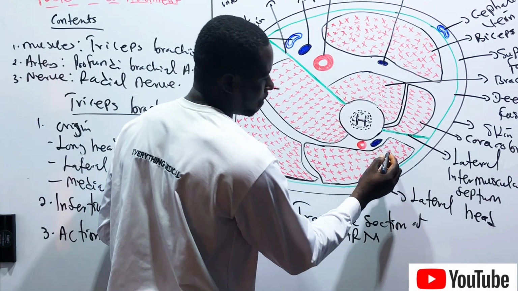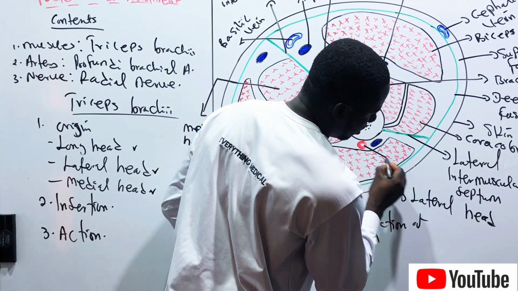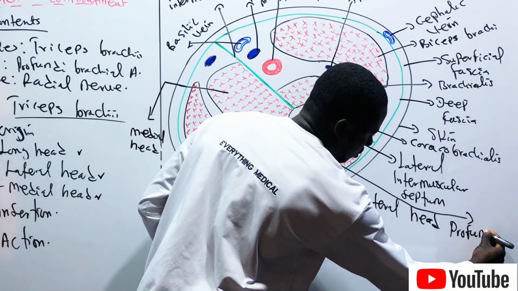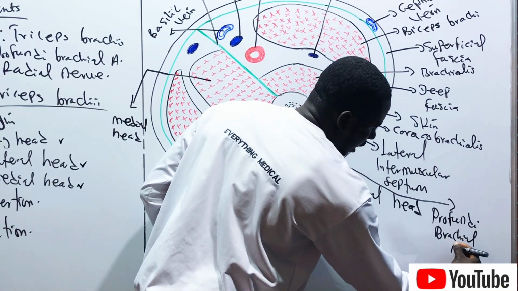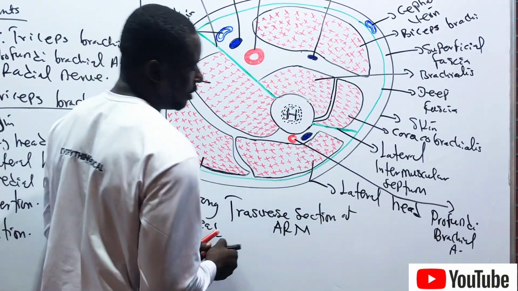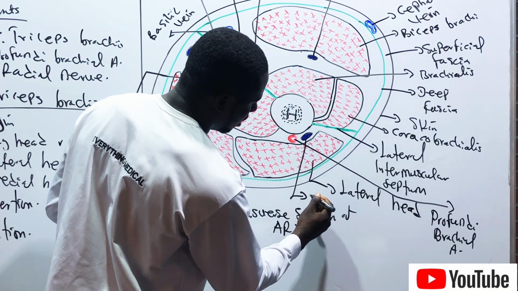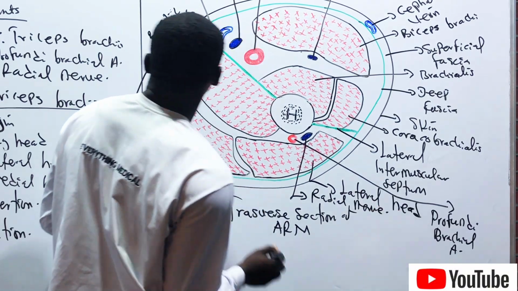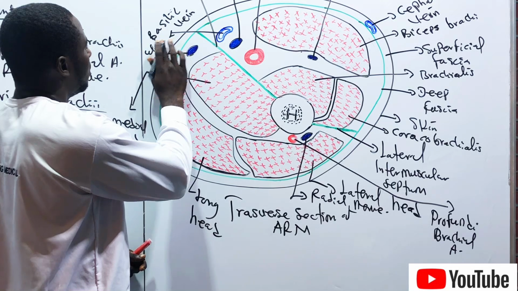Here is the profunda brachii artery. Okay, the profunda brachii artery. While this is the radial nerve. The radial nerve. Here becomes the ulnar nerve.